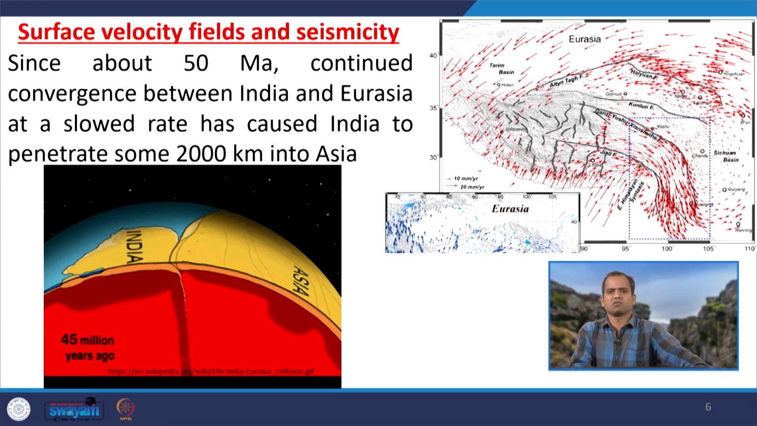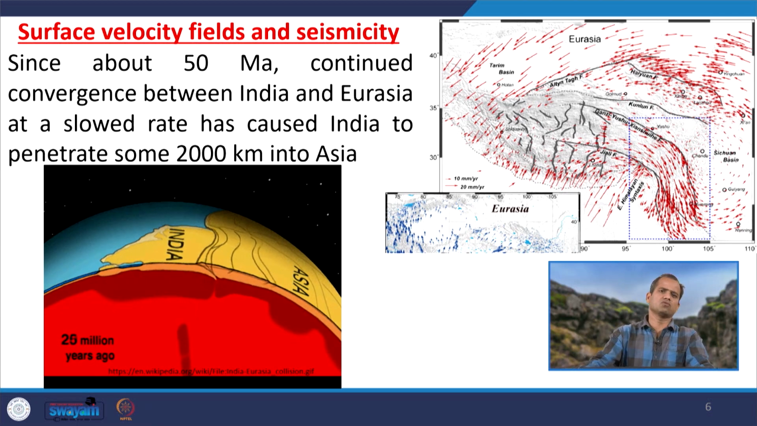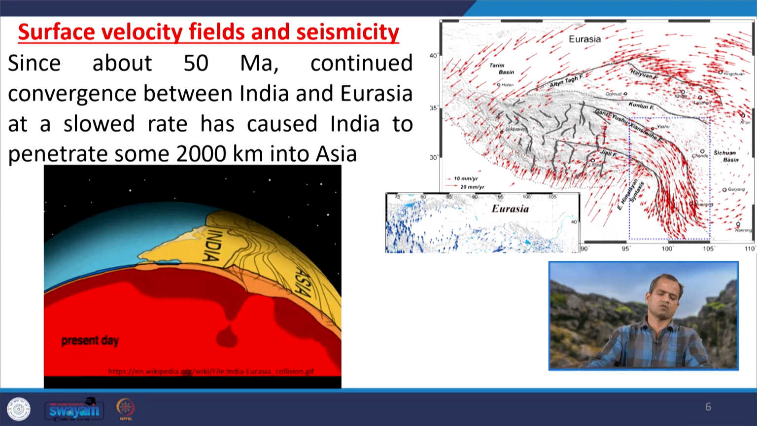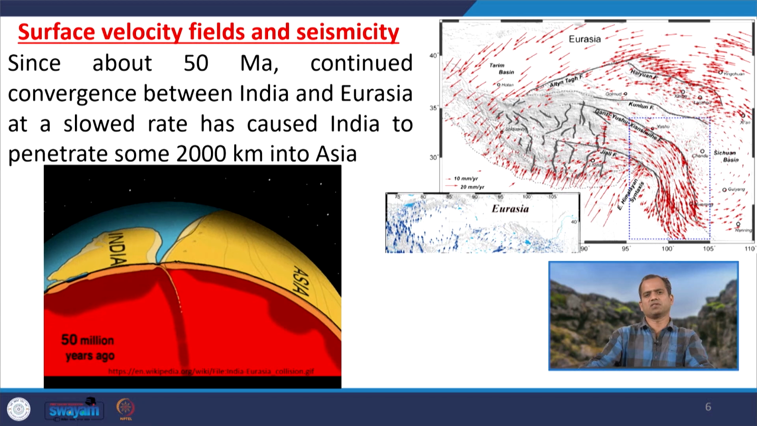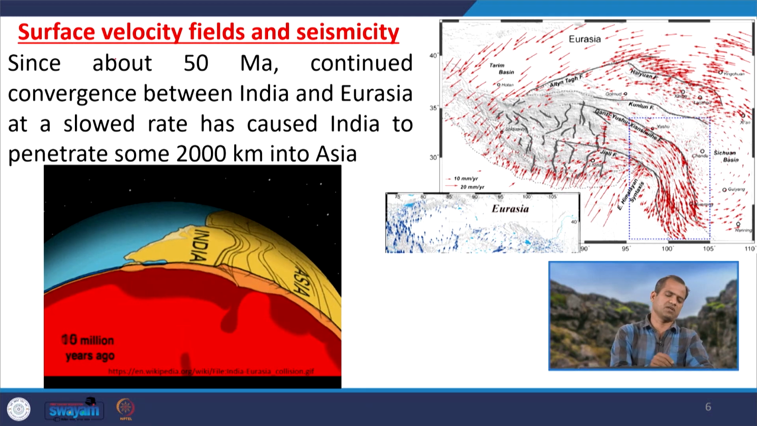Now, the surface velocity field and seismicity of the Indian subcontinent. So now the question arises: how to measure it? We have to talk about the surface velocity field. That means the Indian subcontinent is moving. Now, how do we determine whether it is moving? This is the velocity measurement.